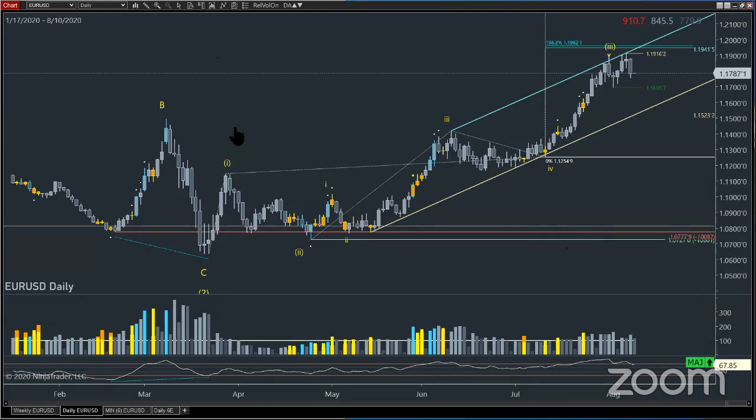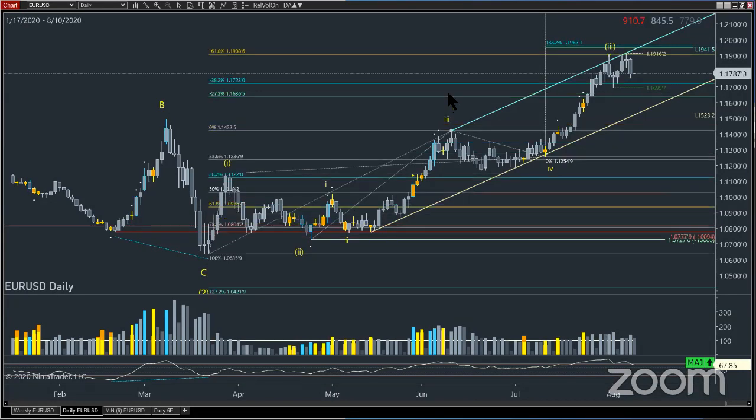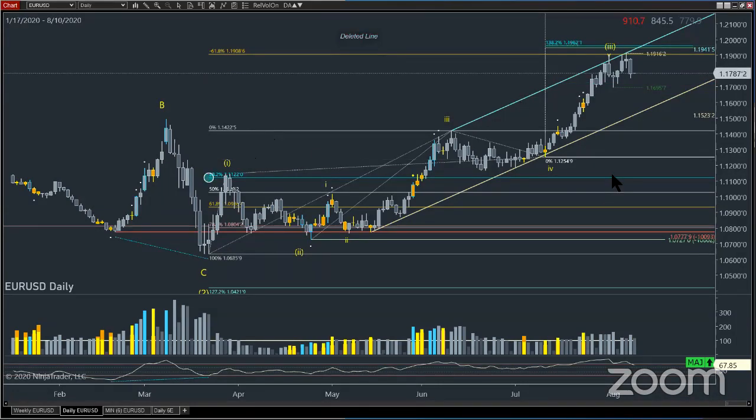So let me run a couple of other 1-to-1, just normal everyday garbage. There's that 61.8 expansion. All right, well, that's definitely one area that's in the way.